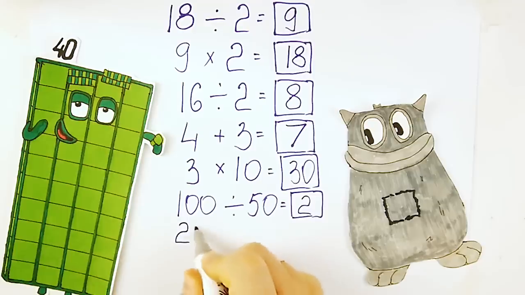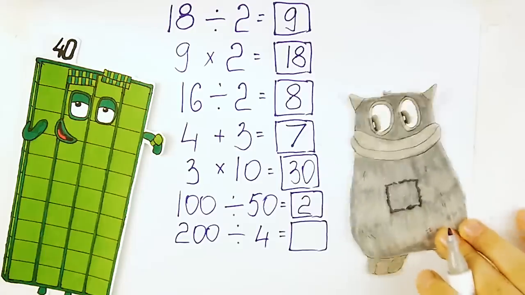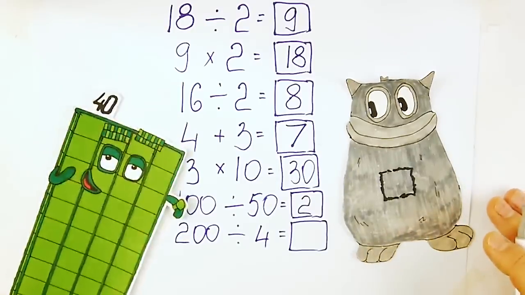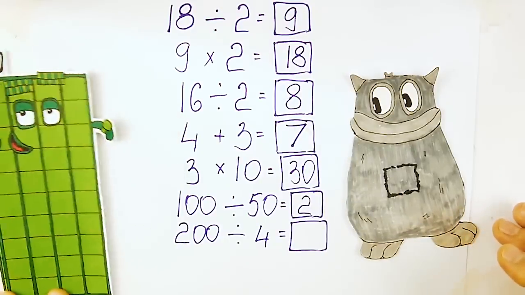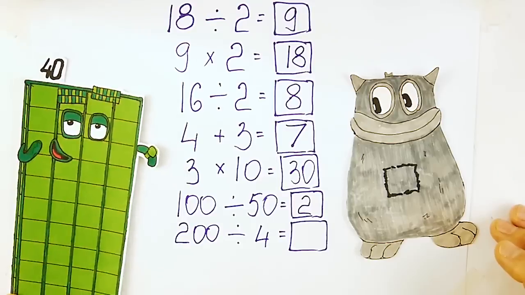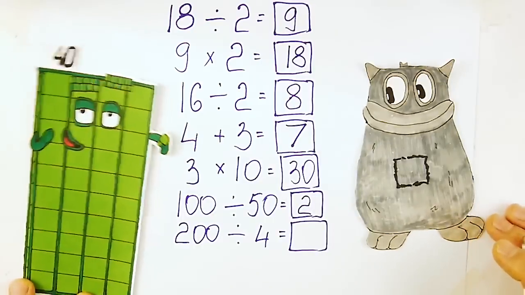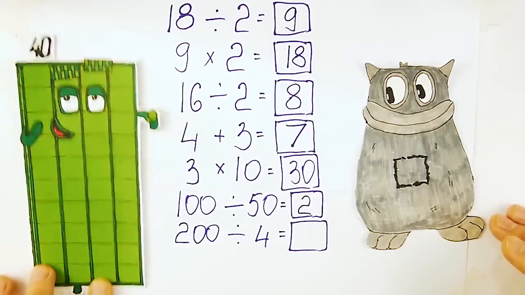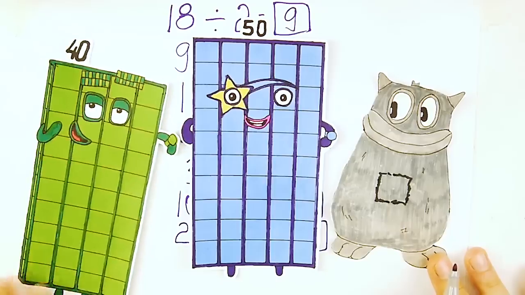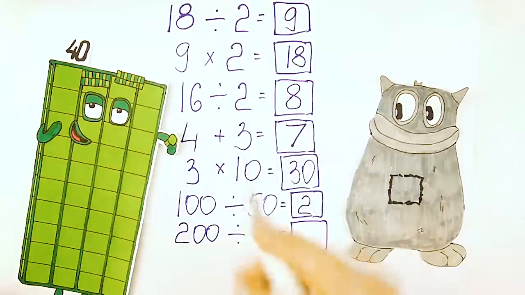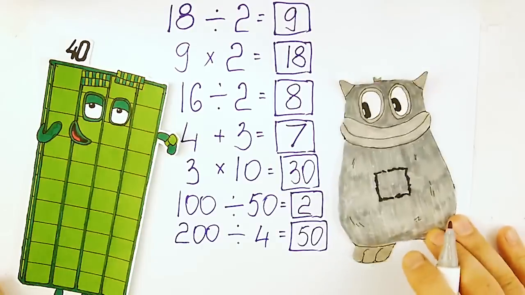Next example. 200 divided into 4 equals yum. Which number block is missing? Whoa, 200 divided into number 4? Yeah, number 4. I must think. Maybe. Your answer? One moment, please. Okay. My answer is number 50. Whoa. 50? Yeah. Okay, 50 is right answer. 200 divided into number 4 equals 50. Good.